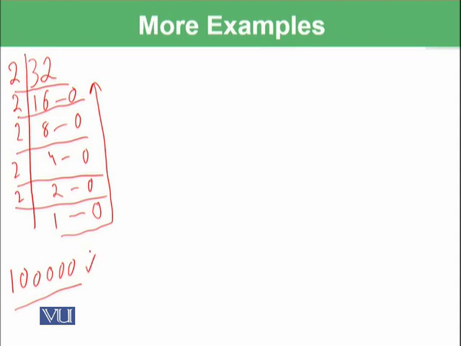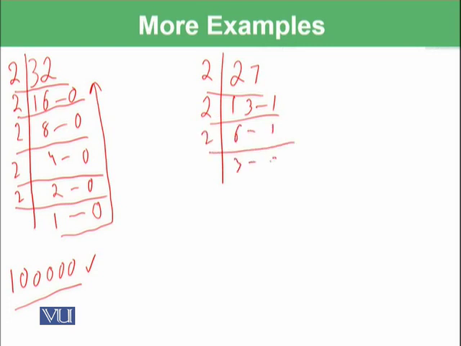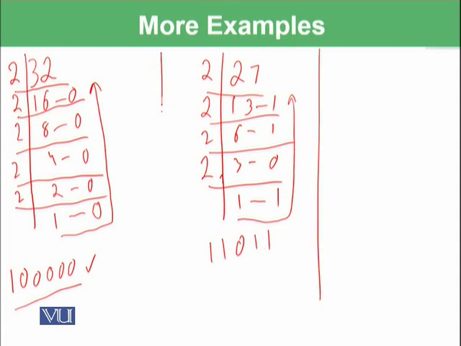Let's do another example. For example, you want to display 27. So 2 thirteens are 26, 1 is left. 2 sixes are 12, 1 is left. 2 threes are 6, 0 is left. 2 ones are 2, and 1 is left. So 1 1 0 1 1. So this is 27.